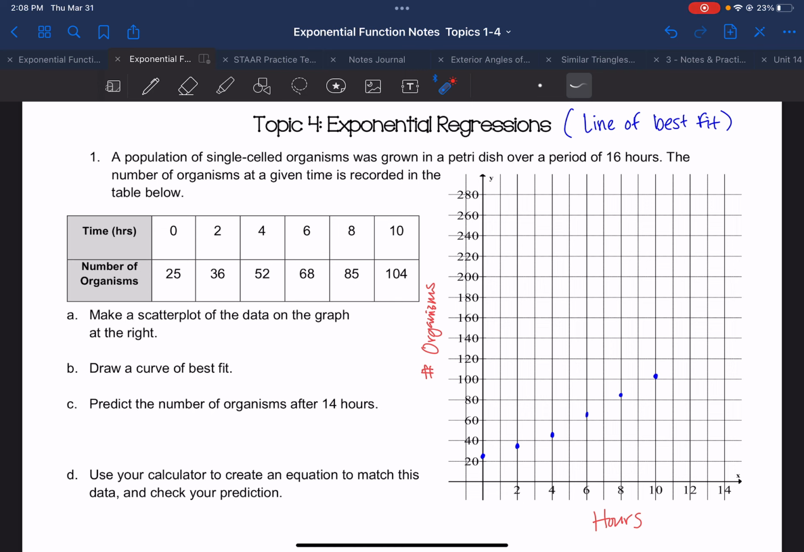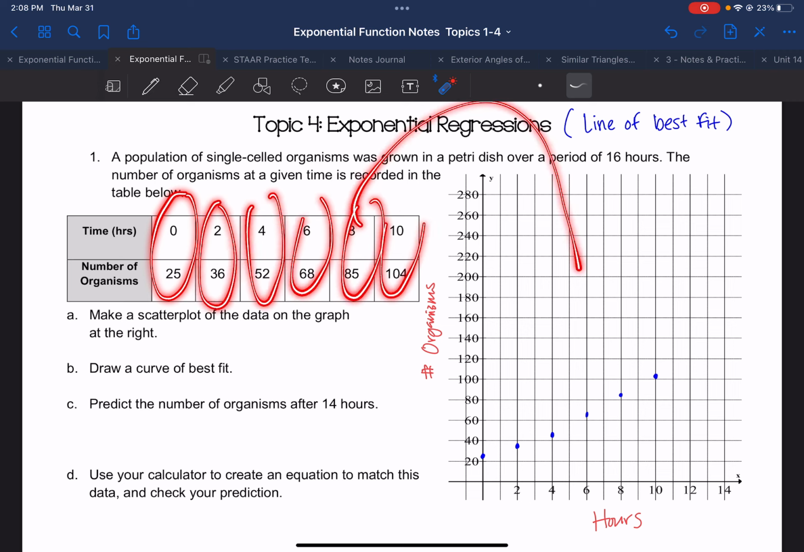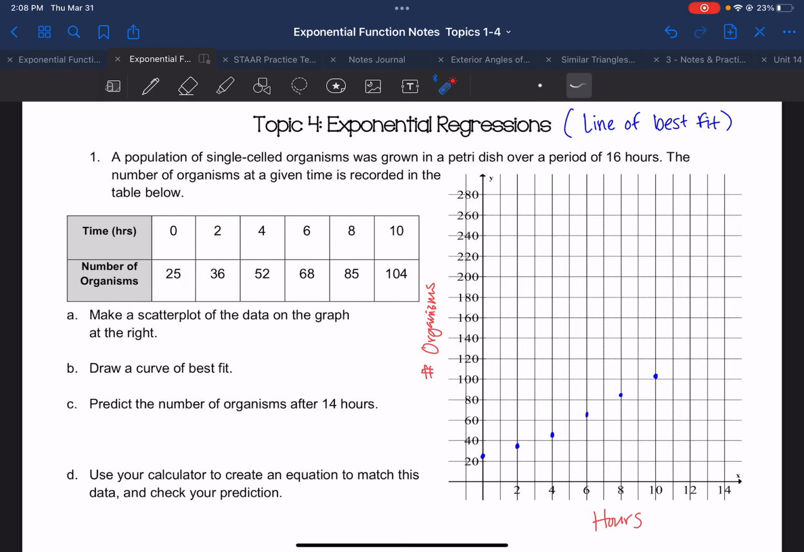Step 1, or letter A, says make a scatter plot of the data on the graph to the right. So you're going to take these points here, and you're going to plot them over here, as I've already done. Pause the video and plot the points. If you plot them correctly, they should be around here. Now that one's done. Check, check.